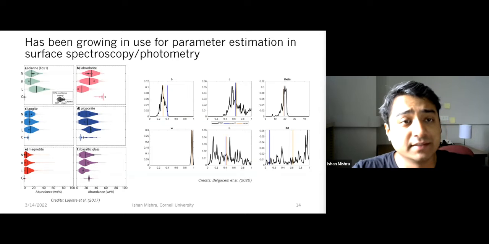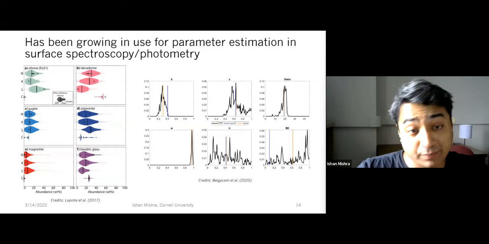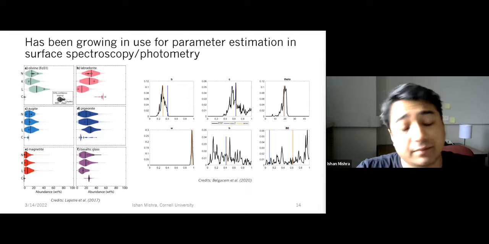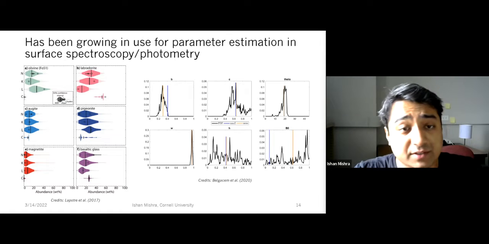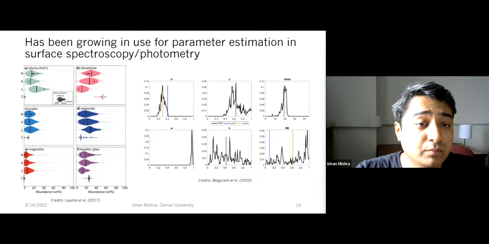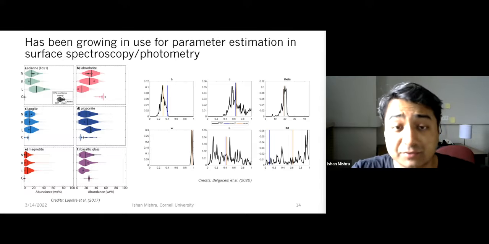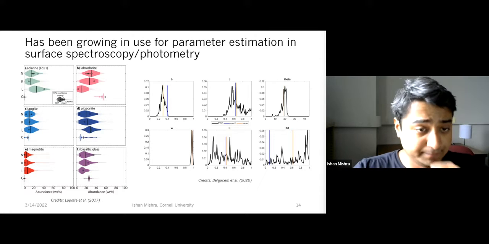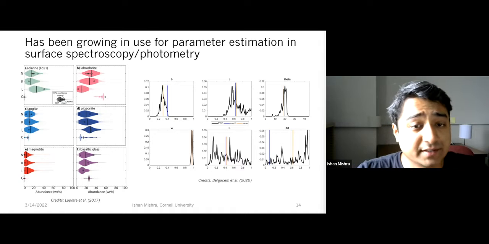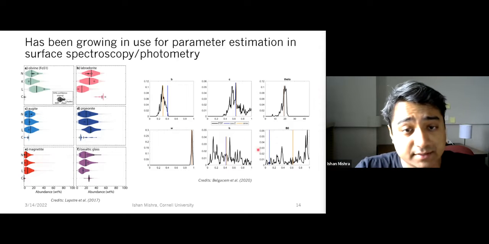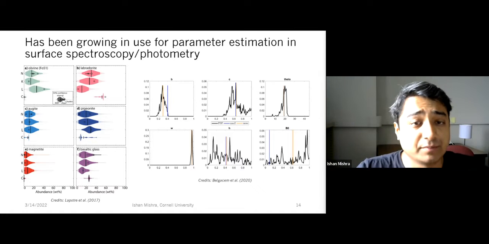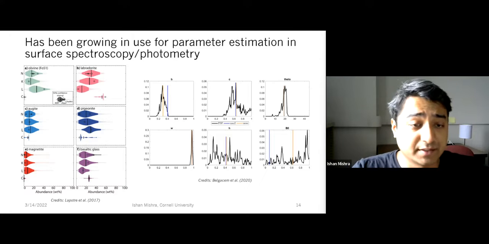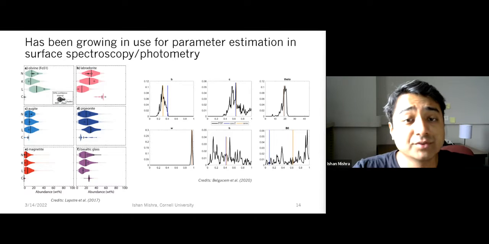I would like to quickly say that parameter estimation with algorithms like MCMC has been growing in solar system surface spectroscopy over the past 5 or 10 years or so. I'm just quickly showing examples from Martian data sets and photometric data of Europa. But the model comparison aspect of it is something that I'm trying to introduce.